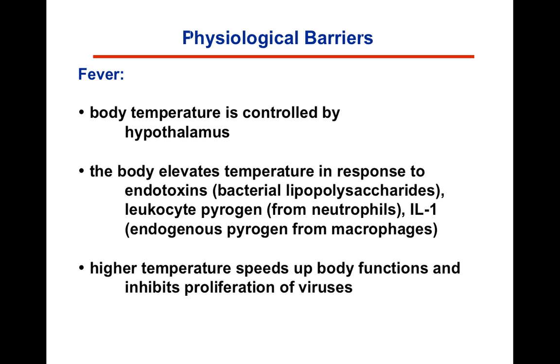Now the fever is important. It's controlled by the hypothalamus. This elevated temperature is in response to, for example, endotoxins, which are these bacterial lipopolysaccharides, as well as the pyrogens, such as IL-1, that are produced, which are endogenous. Higher temperatures, as I said, speed up the body's function and inhibit the proliferation of viruses, particularly rhinovirus, for example.